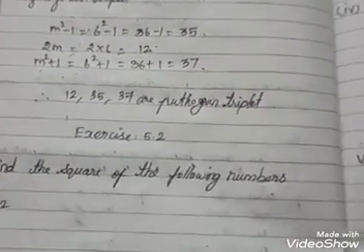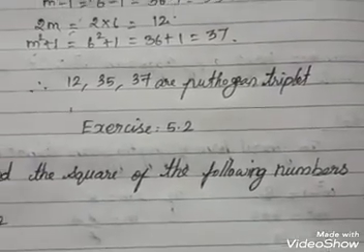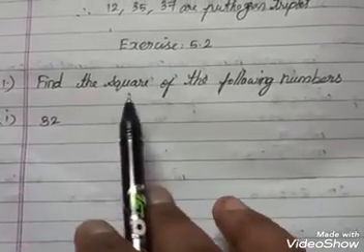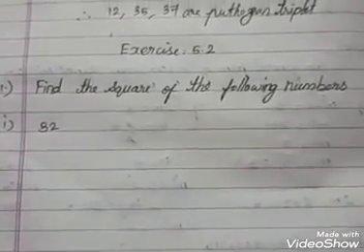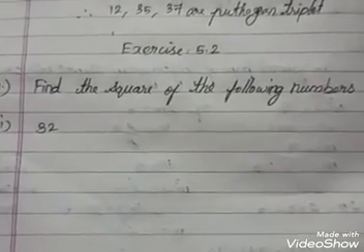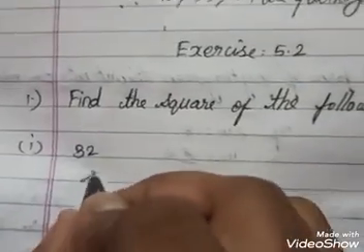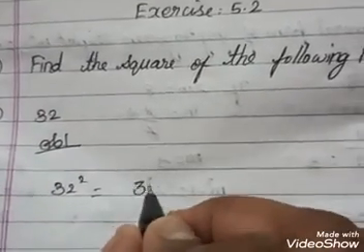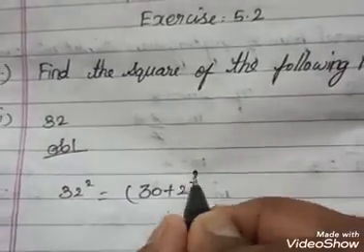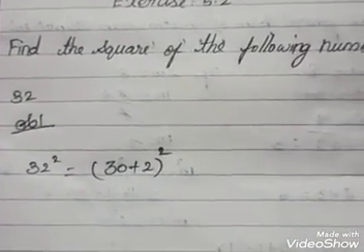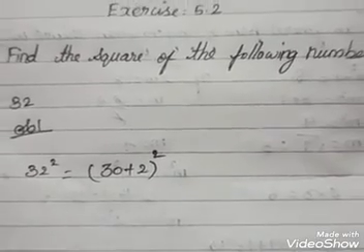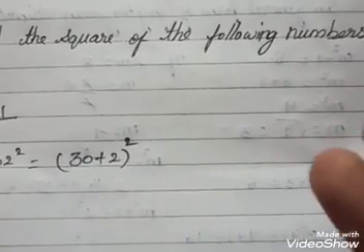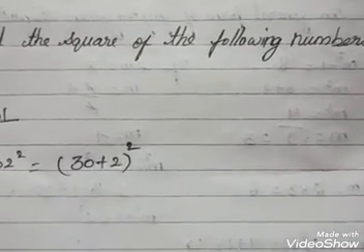Now we move on to exercise 5.2. Exercise question. Last class we discussed that. So find the square of the following numbers without the actual method. So we need to find the solution. 32 square which is equal to 30 plus 2 whole square. So listen, there is also one formula. If you find that one, it is also a very easy method.